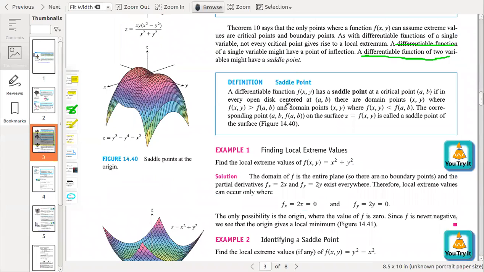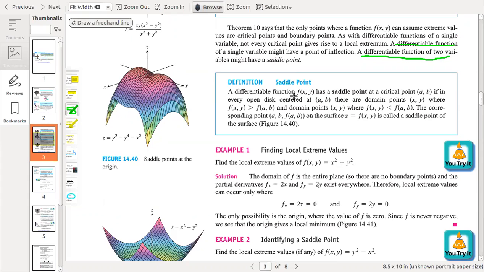A differentiable function f of x, y has a saddle point at a critical point (a, b) if in every open disk centered at (a, b) there are domain points (x, y) where f of x, y is greater than f of a, b and domain points (x, y) where f of x, y is less than f of a, b. The corresponding point (a, b, f of a, b) on the surface z equal to f of x, y is called the saddle point of the surface. So here is the saddle point.